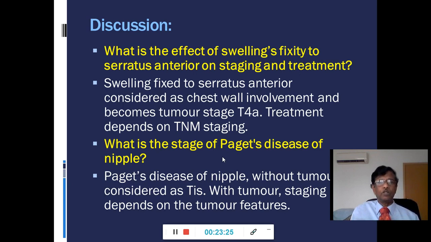What is the stage of a Paget's disease of the nipple? Paget's disease of the nipple without a tumor is considered as carcinoma in situ, that is, tumor in situ, TIS. Suppose the tumor is palpable behind the nipple, the staging will depend upon the tumor features such as the size. Then only we can decide the staging of that disease. So Paget's disease mainly depends upon the presence of a tumor behind the nipple and areola.